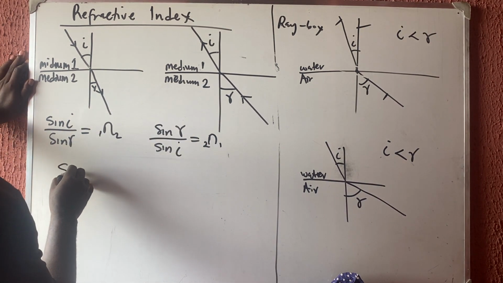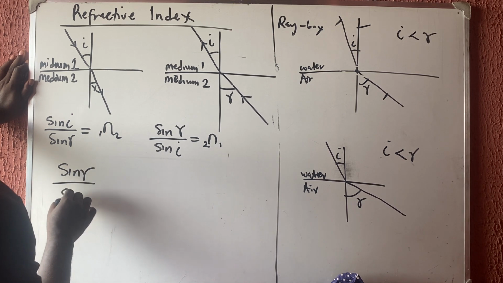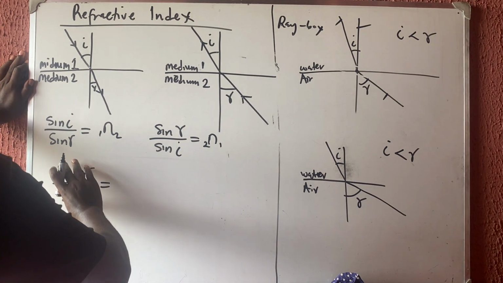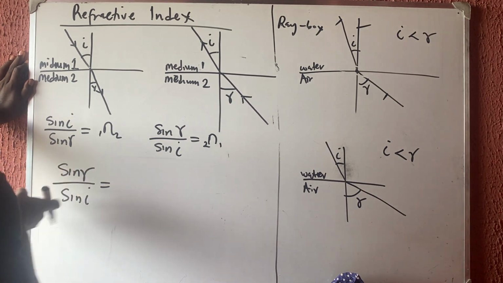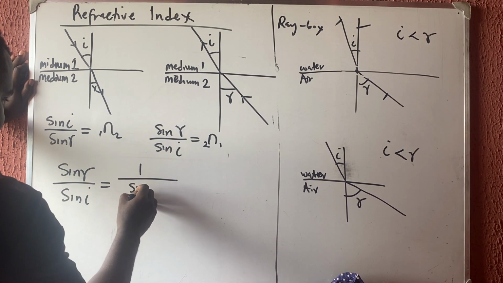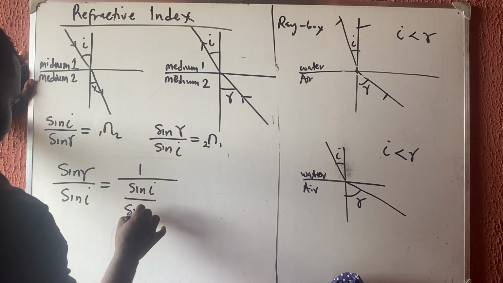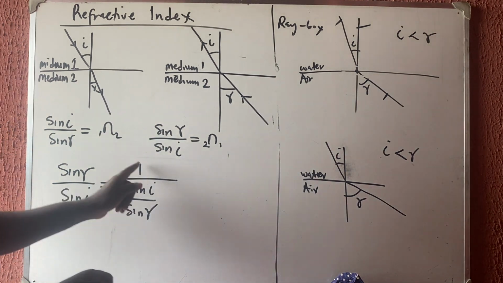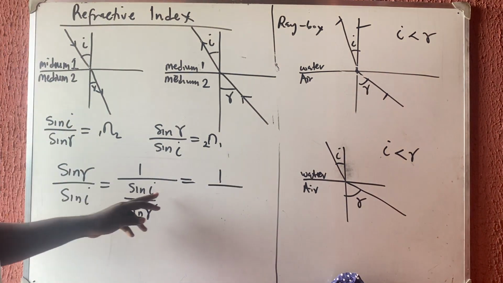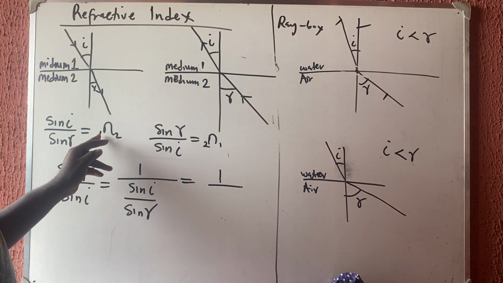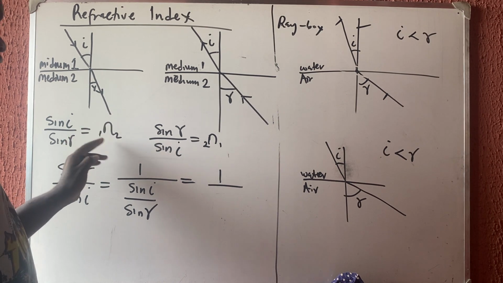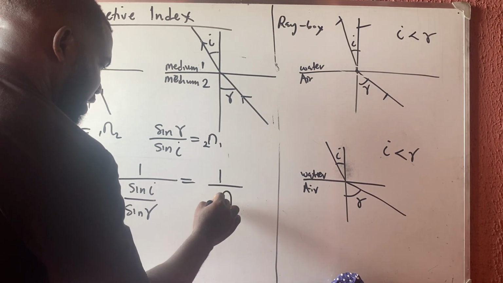This, my sine R over sine I. Now, if I want this thing to turn around, if I want it to come here, I'm going to be 1 over... So 1 over sine I over sine R. The inverse of this will still give me back this thing. And you see that 1 over sine I over sine R gave us this refractive index of 1 to 2, the refractive index from 1 to 2.